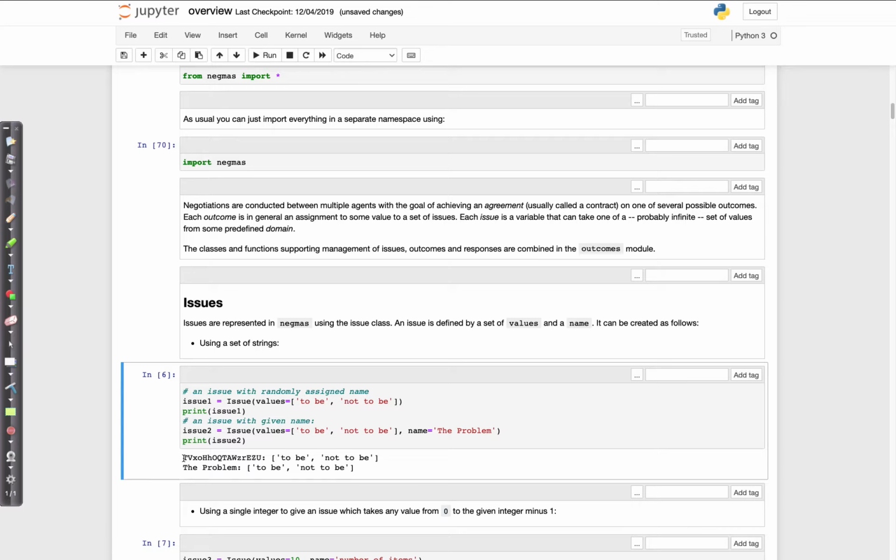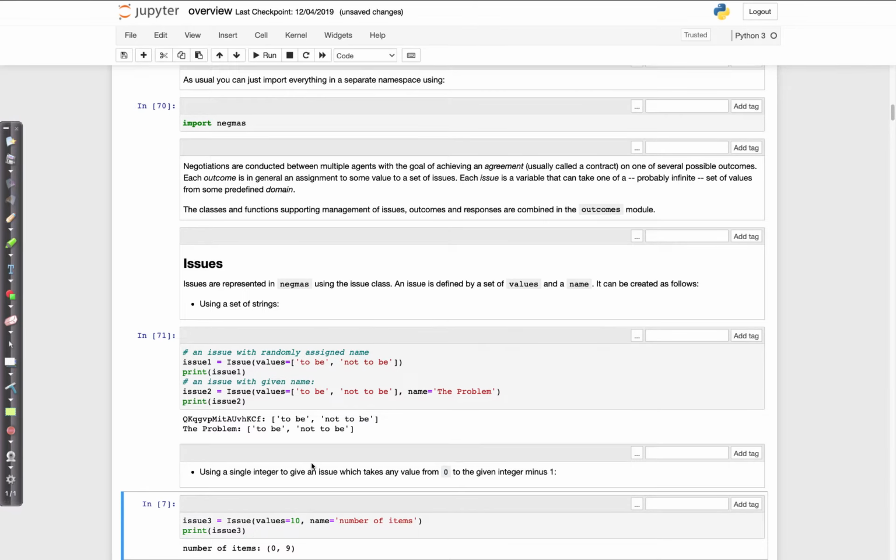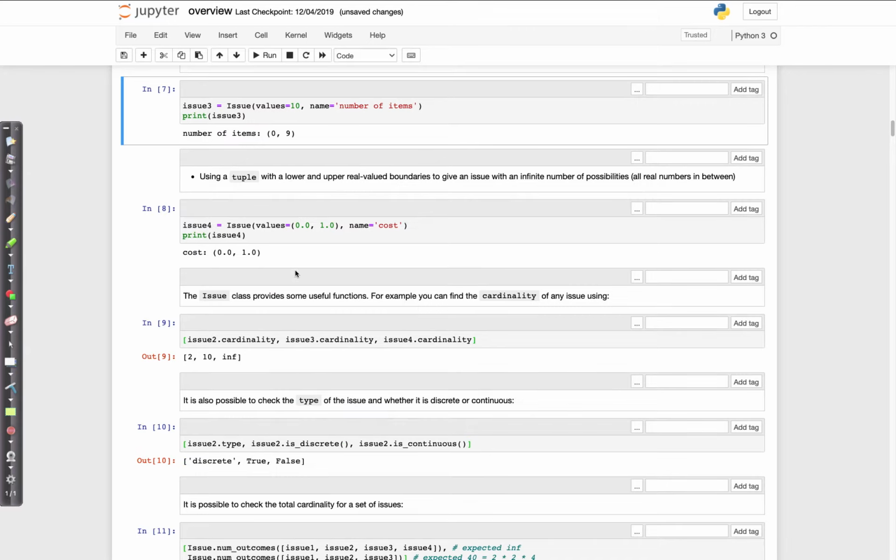So you can see here, when you print that, it gives you a random name for the first one and the problem for the second one. And there are two values. This is a discrete issue because it just takes one of these two values. You can also tell the system that the issue has values of 10. This means that it has all the values between 0 and 9. The 10 values between 0 and 9. So that's an example of this case.